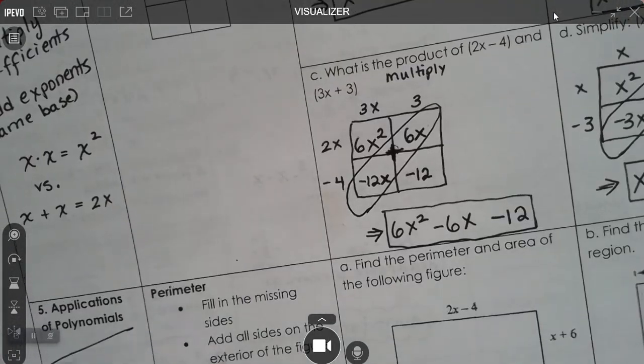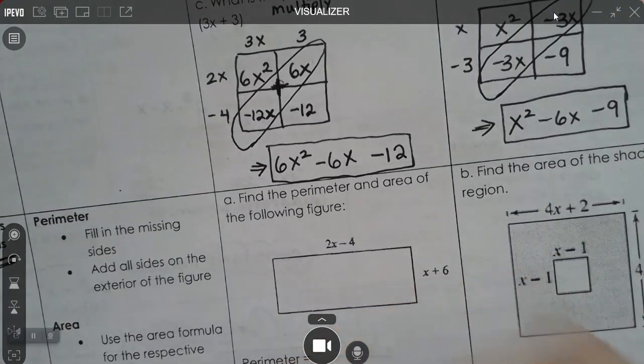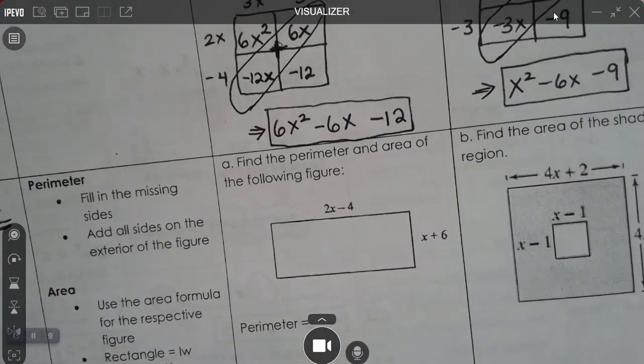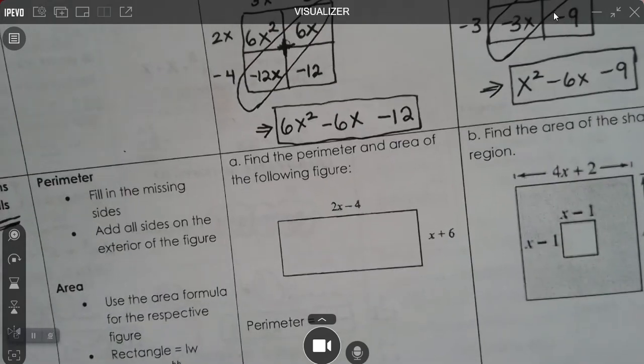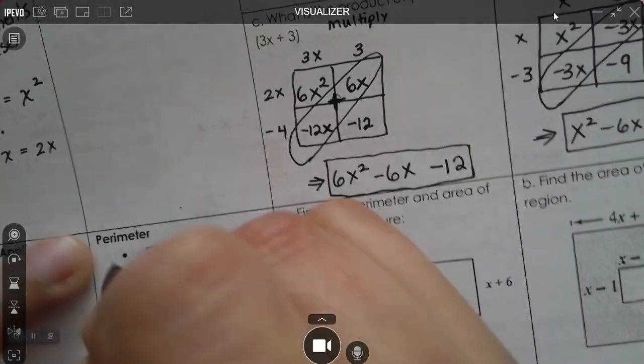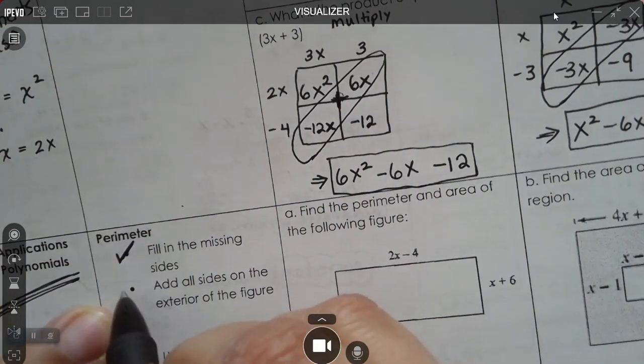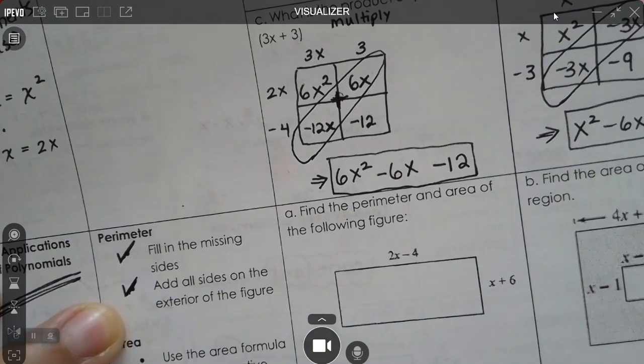All right, now the applications. This is the whole point. They're probably not going to ask you something as simple as just multiply. Maybe they will, but then they'll also give it to you in application form. Most definitely will. Okay. Perimeter. Fill in all the missing sides. Please, please remember that. And then add all the sides on the exterior of the figure.